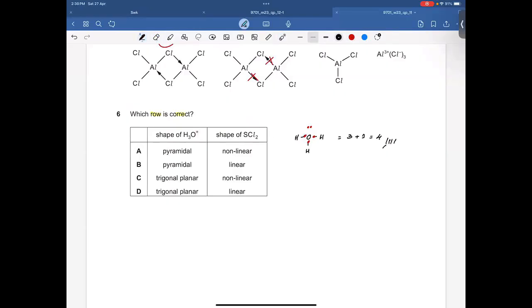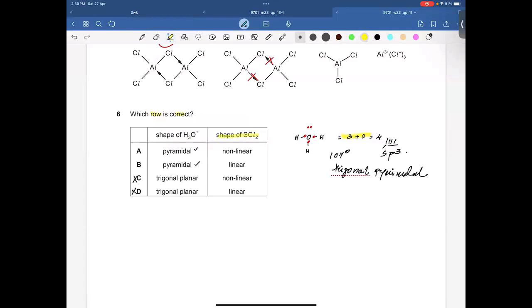Draw the structure of 4 lines. The first one is the s orbital. The remaining lines are the p orbitals. So the hybridization is sp3. So whenever you have 3 single bonds and 1 lone pair with sp3 hybridization, the angle is going to be 107 degrees and the geometry is going to be trigonal pyramidal. Okay. So this is pyramidal, this is pyramidal. Obviously, C and D are incorrect options.